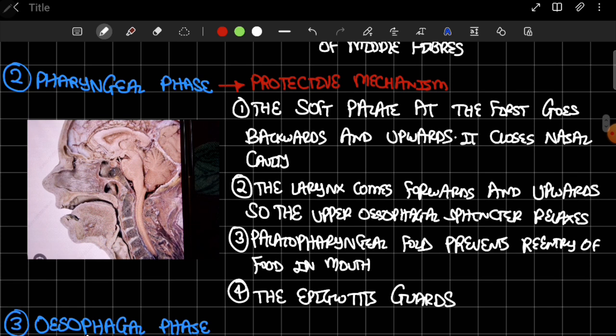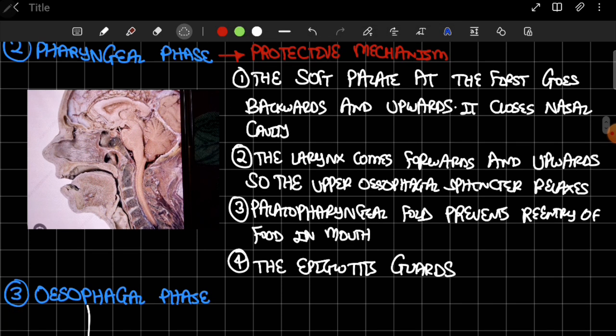So this was about the pharyngeal phase. It is also known as the protective mechanism phase. And these are the protective mechanisms. The soft palate at the first goes backwards and upwards. So it closes the nasal cavity. Then the larynx comes anteriorly and upwards. So the upper esophageal sphincter relaxes. So the food is conducted downwards to the esophagus. Then the palatopharyngeal folds prevent the re-entry of food in the oral cavity, and the epiglottis guards.